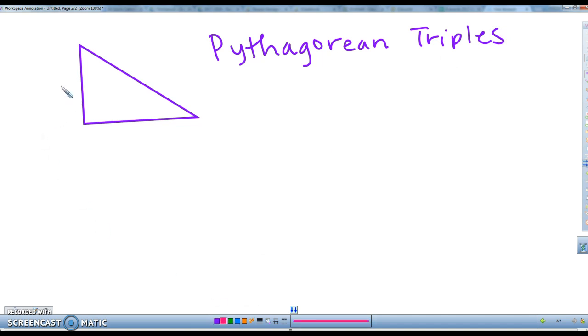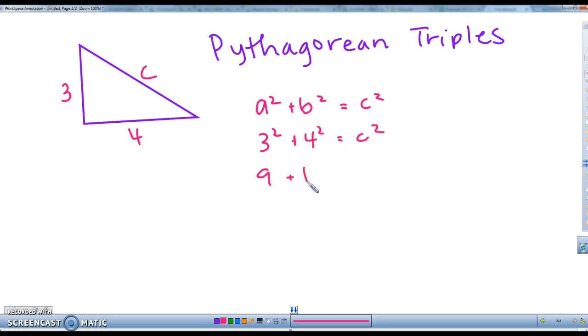So let's say I have a side of 3 and a side of 4, and I want to find out what this third side is. Well, first thing I'm going to do is write my formula, a squared plus b squared equals c squared. It doesn't matter which side I plug in first. I'll do 3 squared plus 4 squared equals c squared. We know 3 squared is 9. We know 4 squared is 16. When I add those two together, I get 25 equals c squared.